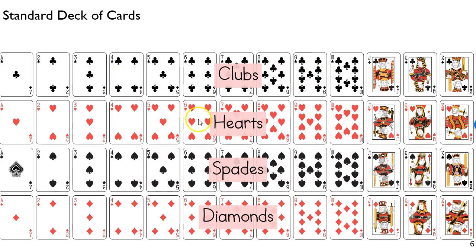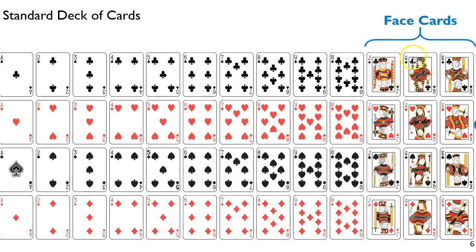And within each different suit, there are 13 different cards. So we have ace, and then the number cards all the way to 10, and then the jack, the queen, and the king. These three are what we refer to as the face cards. So 3 face cards for each of the 4 suits. So we have a total of 12 face cards.